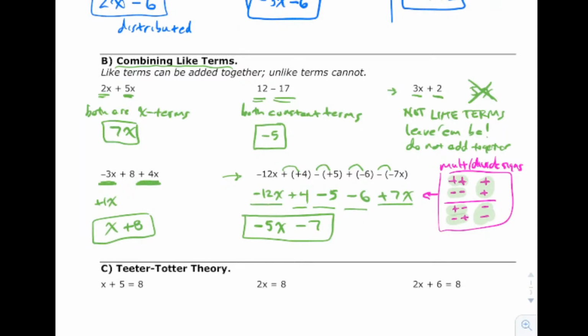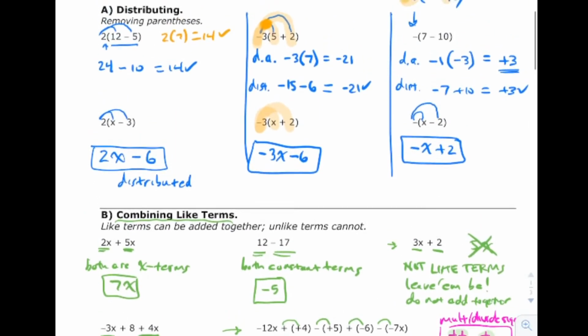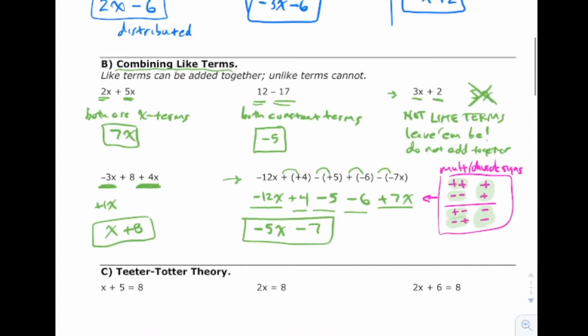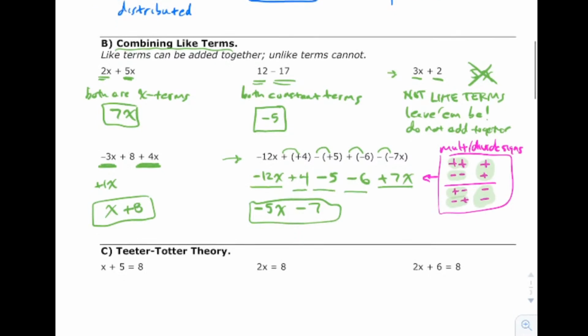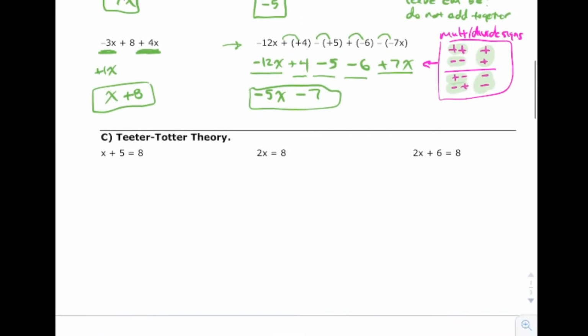Okay, that's our second building block for solving equations. One to go. So distributing, getting rid of parentheses, you got to know how to do that. Combining like terms, you got to be able to recognize like terms. You got to be able to play around with the plus, minus, minus, plus, all the doubled-up sign type. The third building block, and then we'll be ready to actually solve some stuff, is what I call Teeter-Totter Theory.